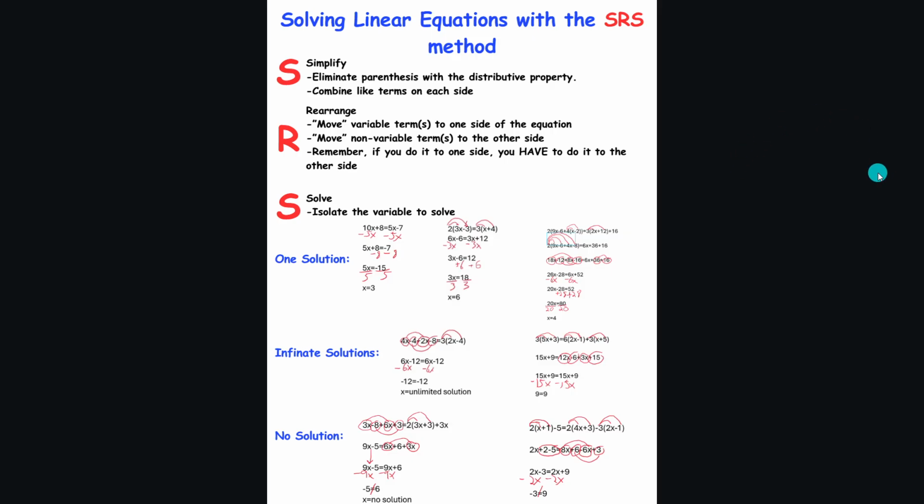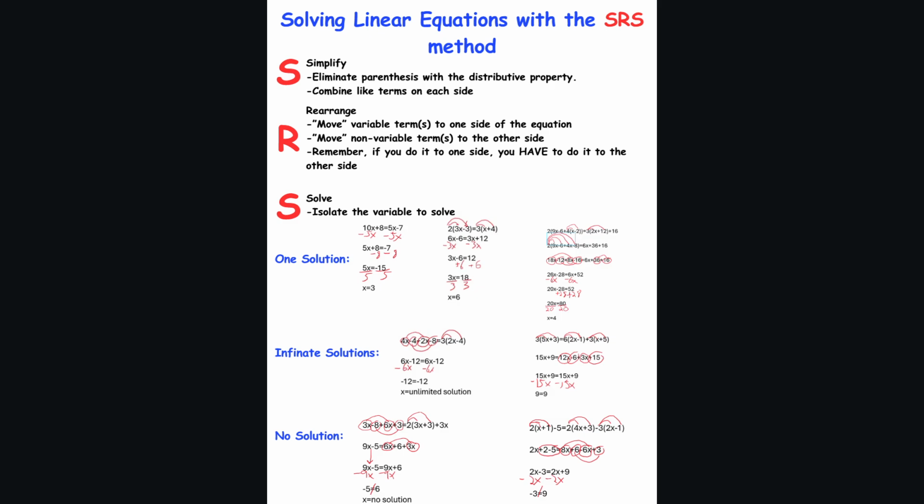Alright, so what you are looking at is my anchor chart for solving linear equations. I titled it Solving Linear Equations with the SRS Method. It's not a specific method, I just thought it would be easier for students to memorize an acronym. So the S stands for simplify, R is rearrange, and the S is for solve.